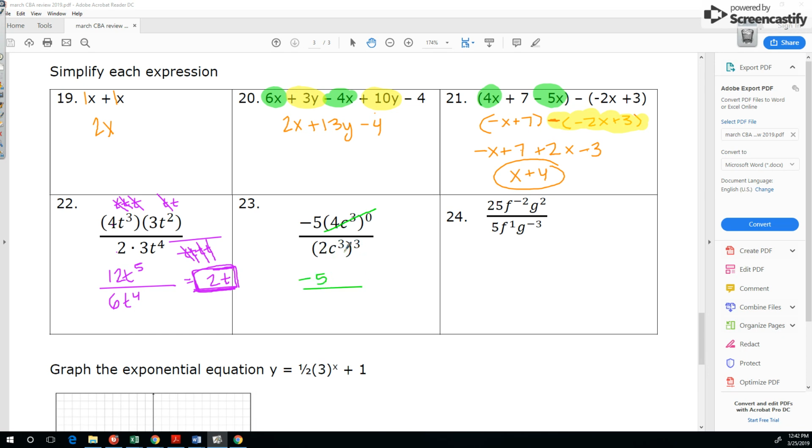Now this bottom denominator, the whole thing is cubed. So that means I have 2c to the third, 2c to the third, 2c to the third. 2 times 2 times 2 is 8. c to the third, c to the third, c to the third is c to the ninth. 5 and 8 do not have any common factors. That fraction does not reduce, so I just leave it negative 5 over 8.